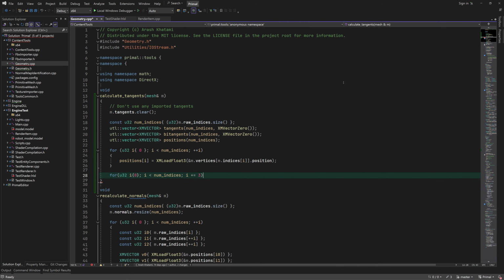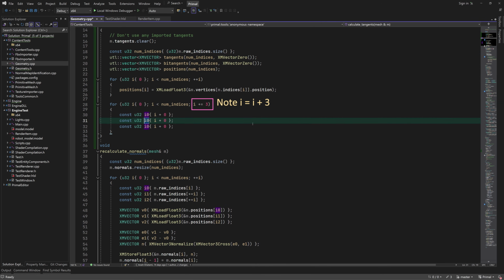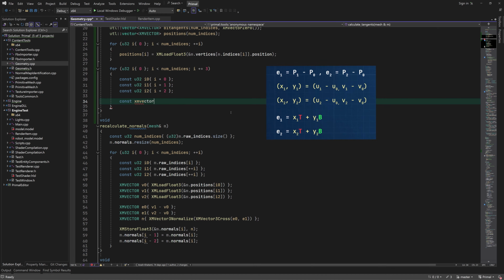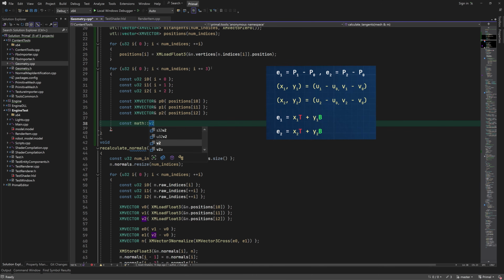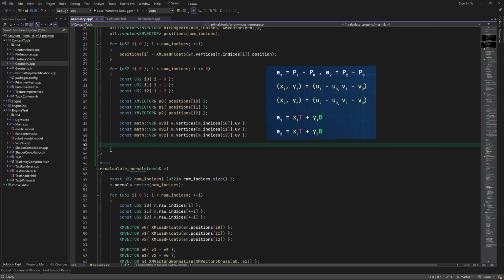Now we can look at each triangle within the mesh and calculate the tangent and bitangent vectors for each one of its vertices. This is the implementation of the matrix solution that I explained earlier. First, we get a reference to each of the triangle's vertex positions and UV coordinates. Using these, we can calculate the differences in UV coordinates as well as the position vectors from the second and the third vertices to the first vertex.